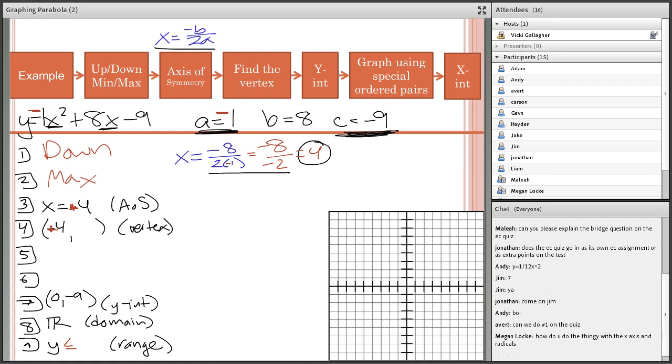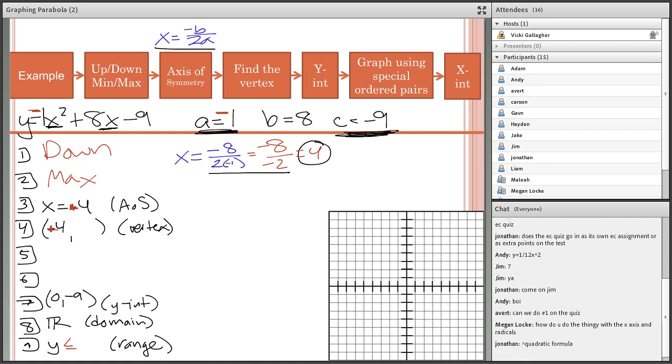Megan, it's quadratic formula. Quadratic formula. Good job, Jonathan.